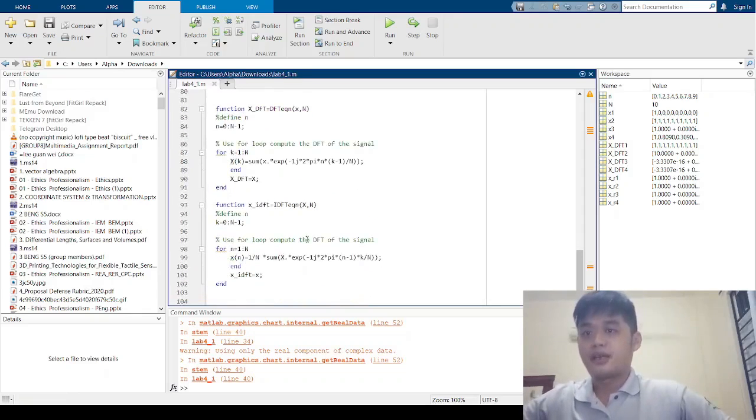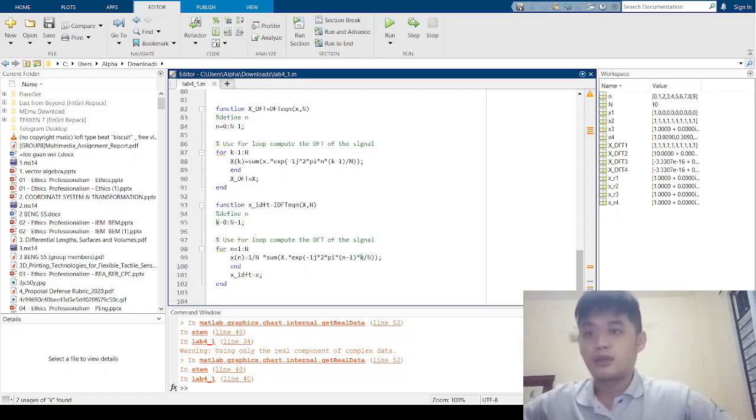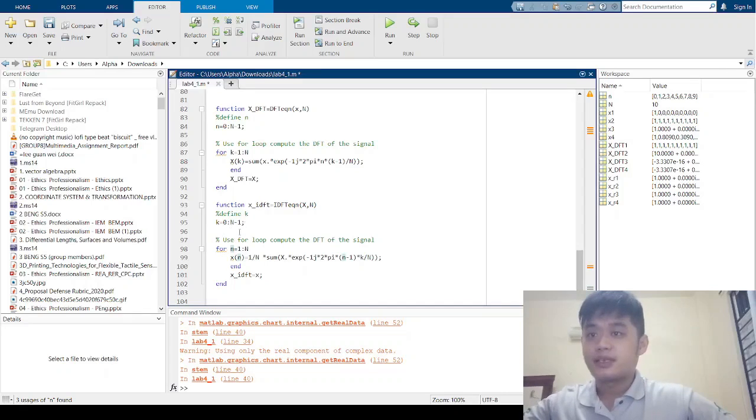And then for the second one, for the IDFT, we have this. The function declares the name and the variables, and then you declare the parameters for each function. We first declare k here, and then n from 1 until the big N, which is also the 10, but in this case it's actually the 9.